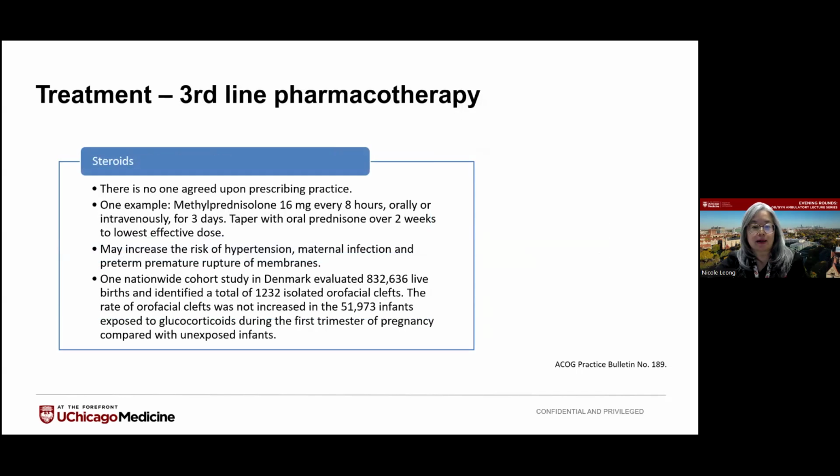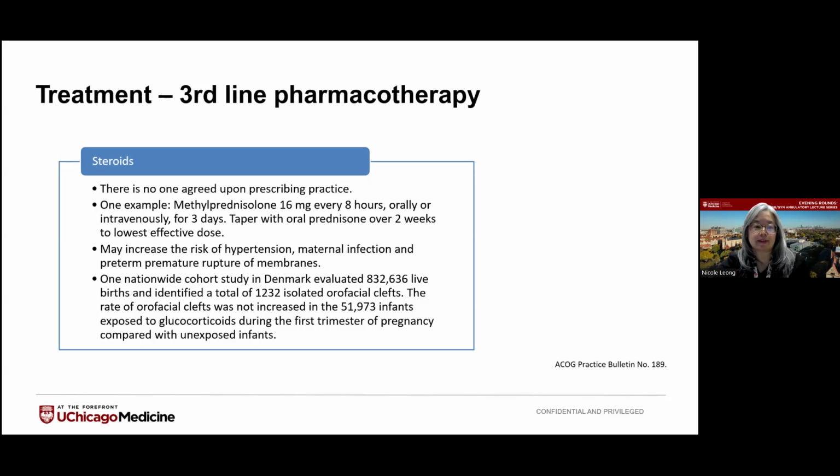Okay, and then if all of those medications fail and we're still having someone with severe symptoms, hyperemesis gravidarum, steroid treatment can also be considered. There's not really an agreed upon practice for what steroid to choose or how often to give it. But one example is using methylprednisolone with a taper: 16 milligrams every 8 hours for 3 days, and then you taper it down using prednisone over about 2 weeks.